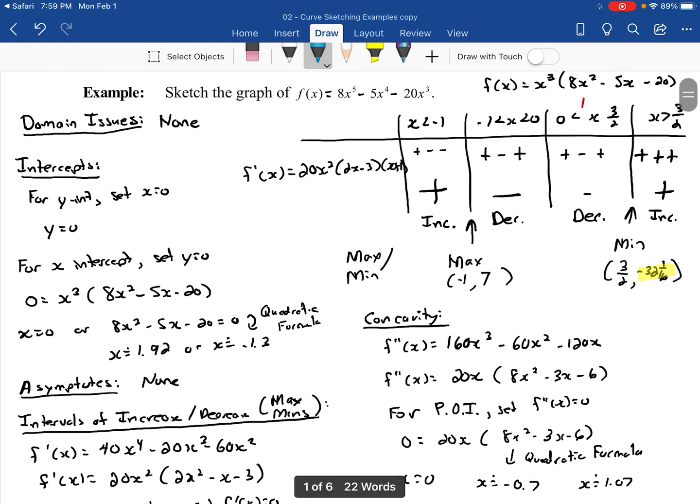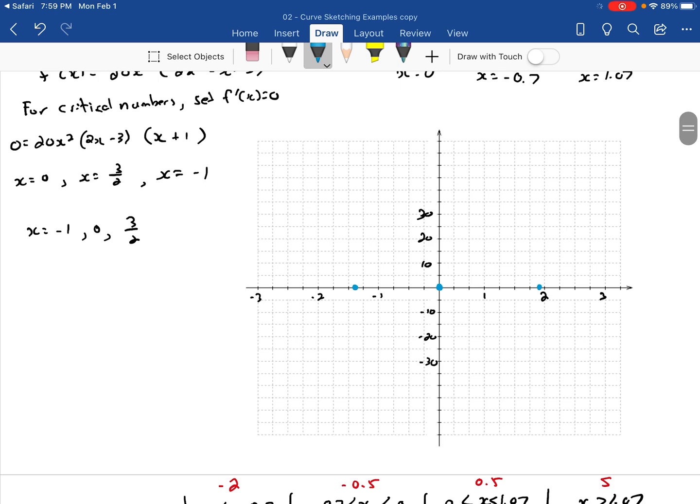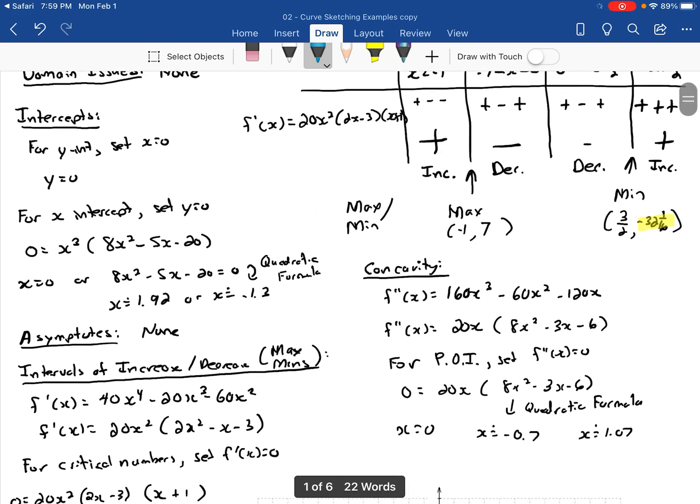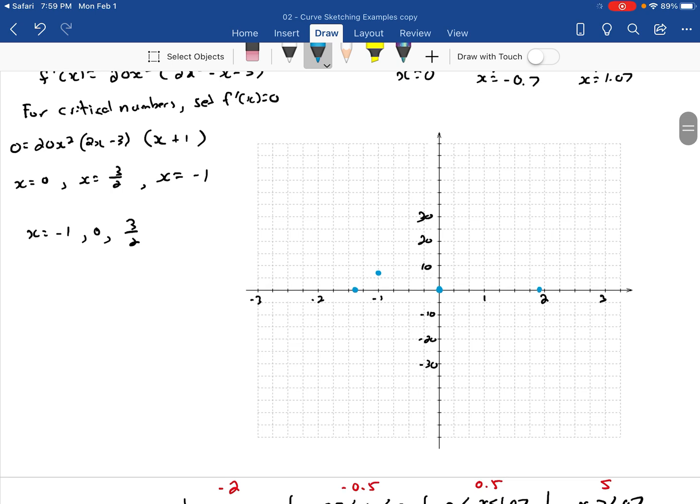My max mins, where were those? There was a max min. There was a max at negative 1 comma 7. So negative 1 comma 7 somewhere about there. And I'm going to label these points later, but for now I'm just going to get them on there. And then 3 halves, negative 32 and 1/16. So it's 1.5 and negative 32, something like about there. I'm going to label these points so it's obvious exactly where they are.